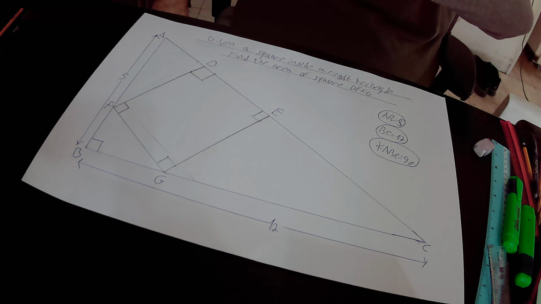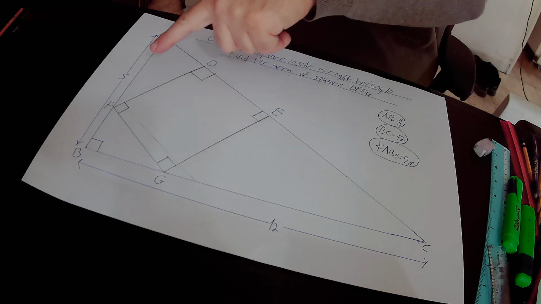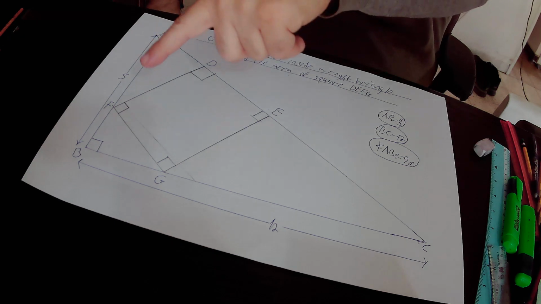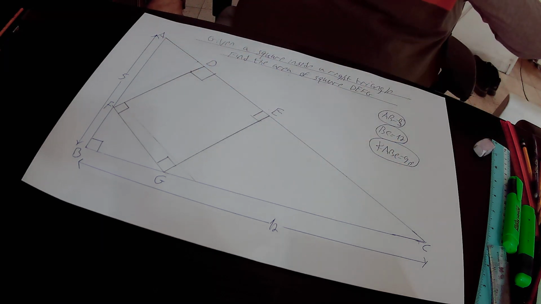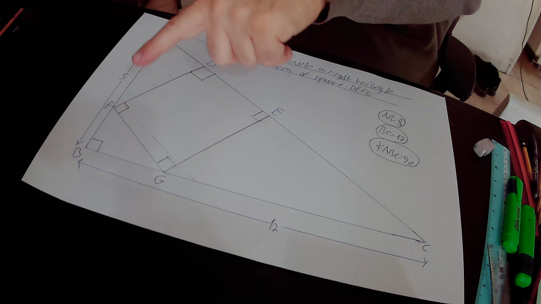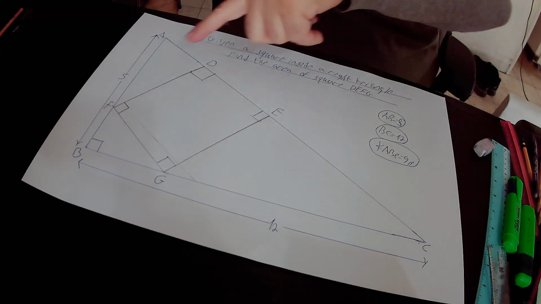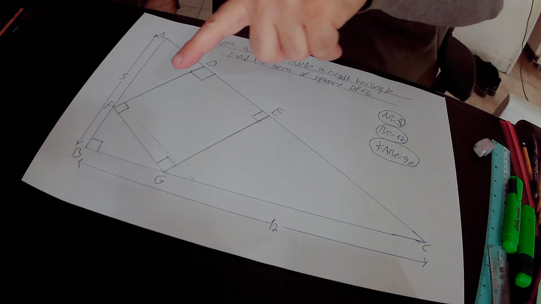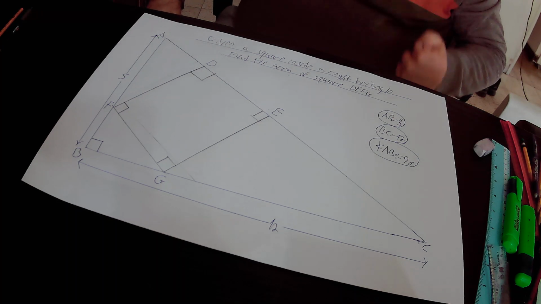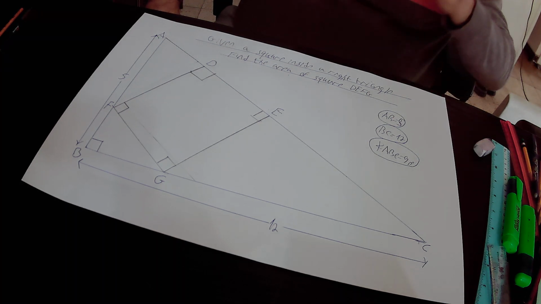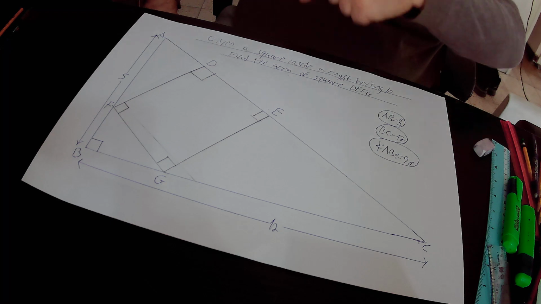And we know that side AB equals 5 units in its length. Side BC equals 12 units. Inside this right triangle ABC, we have this square DEFG, and our mission is to find out the area of this square.